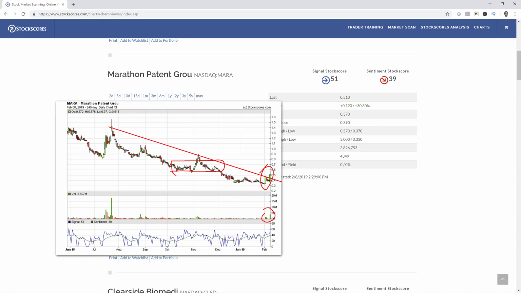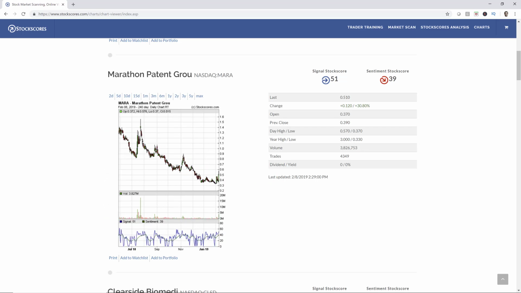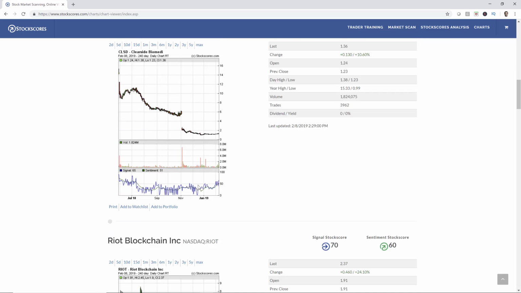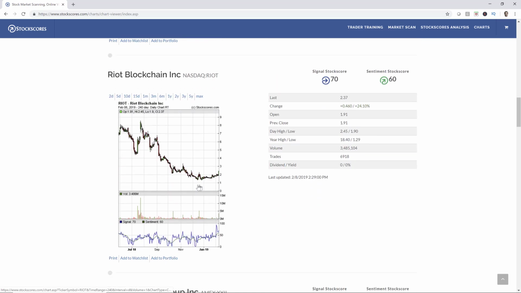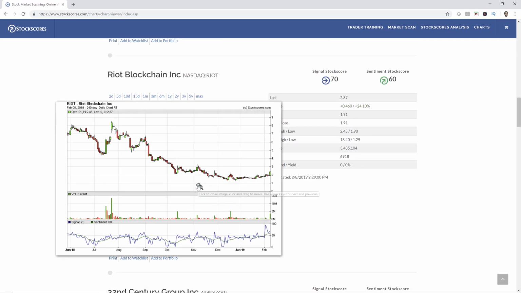For that reason, I would rate this one a 6 out of 10. So we can just continue along. Again, scrolling through the charts. When I see something I like, I click on it and we can start to analyze it.